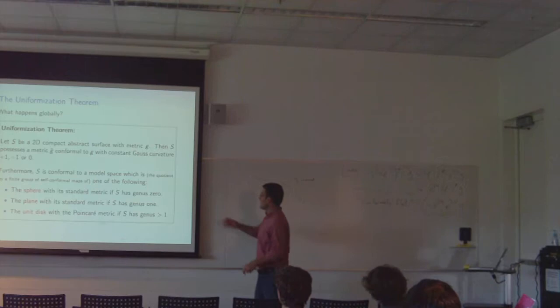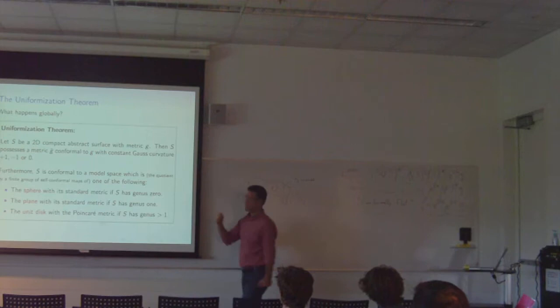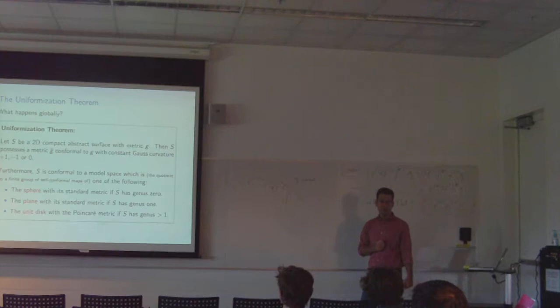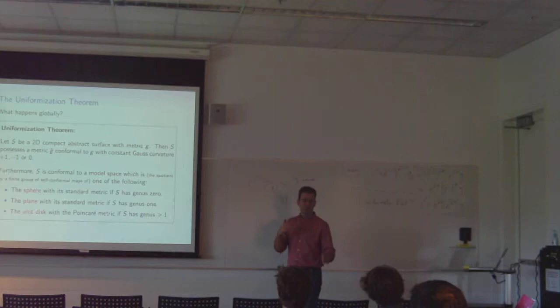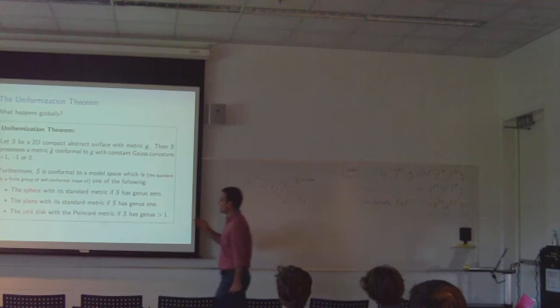Suppose it has a metric G. Then the theorem says that S possesses a metric G bar, which is conformal to G, but G bar has constant Gauss curvature. And there are three possibilities, because you can scale. Scaling is a conformal transformation, so you can always reduce to a particular curvature once you've decided on one of these three values. So the three values are plus one, minus one, and zero.